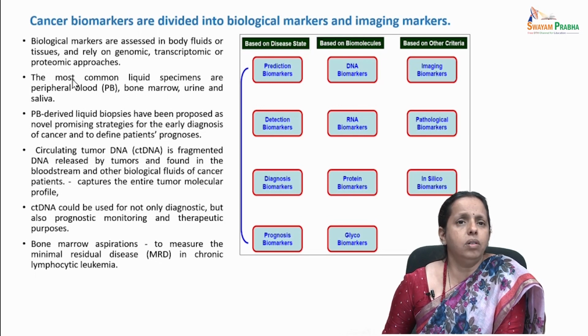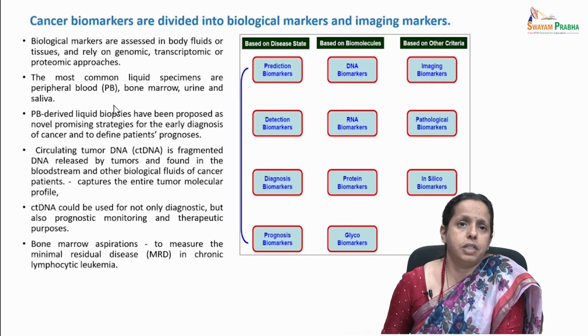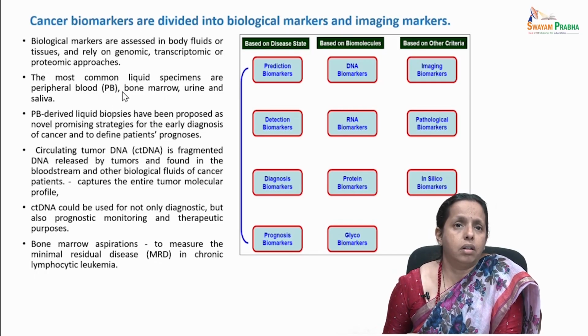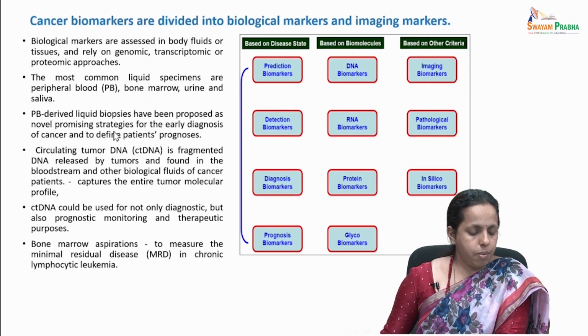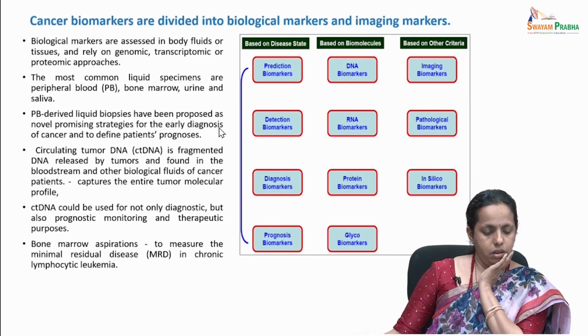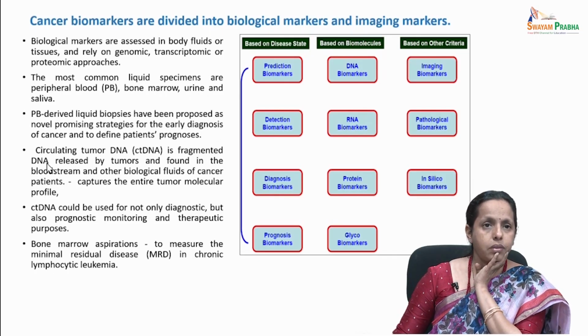For this, what material do you need? Usually the biopsy tissue, and then you may need the peripheral blood or the bone marrow or the saliva or the cervical scrapes. Peripheral blood, as we have discussed very well, blood liquid biopsies have been proposed as novel promising strategies for the early diagnosis of cancer and to define patients' prognosis.